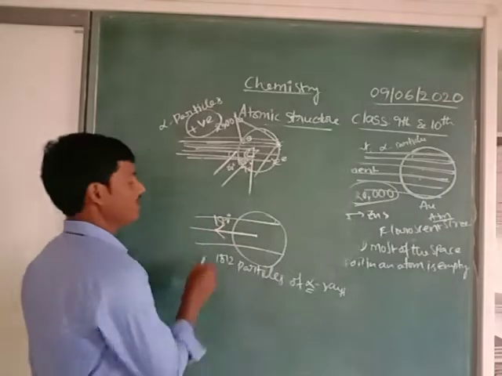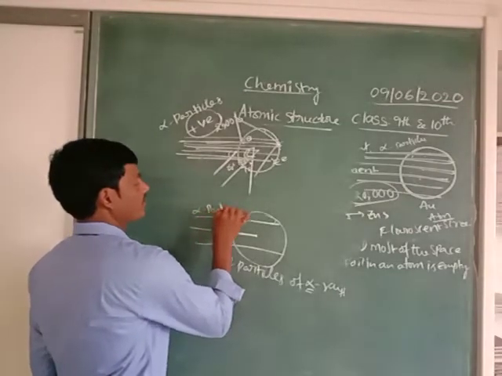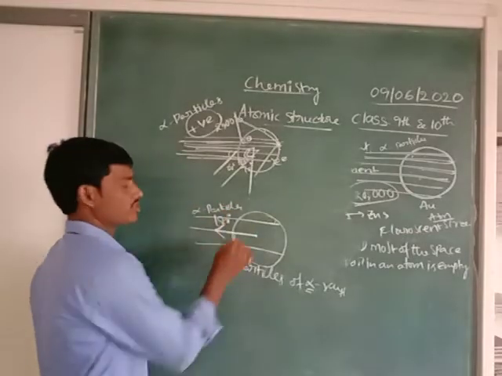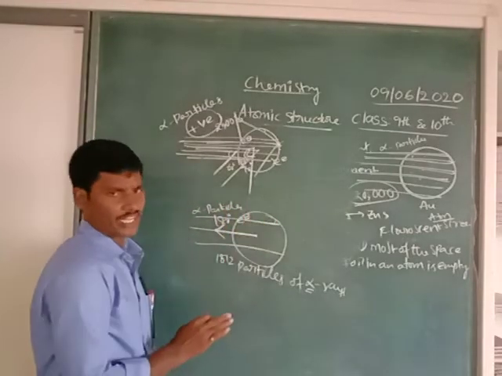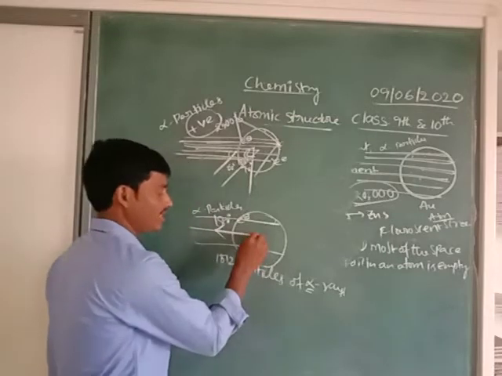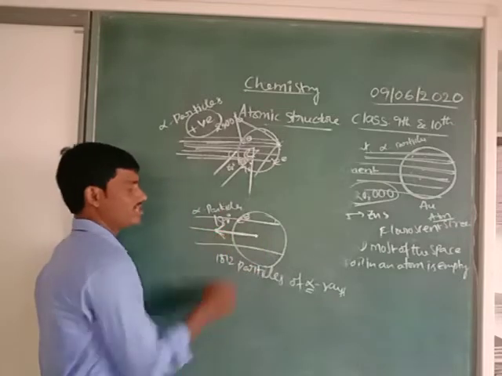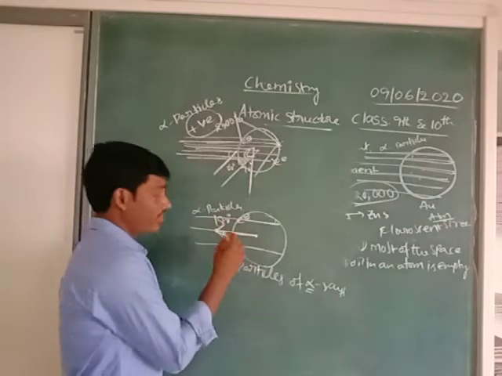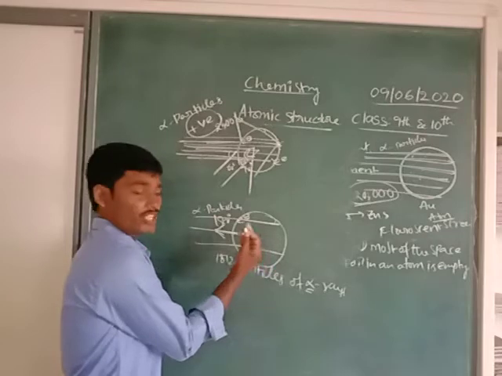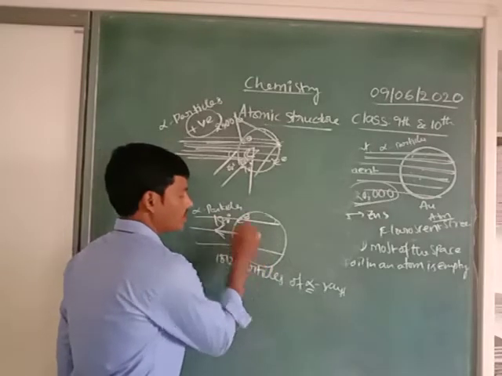Here, the charge of alpha particles is positive, and positive and negative charges attract each other. But suppose we take the small space at the center of the atom, the alpha particle comes back at an angle of 180 degrees, which means it is repelled by that particle.